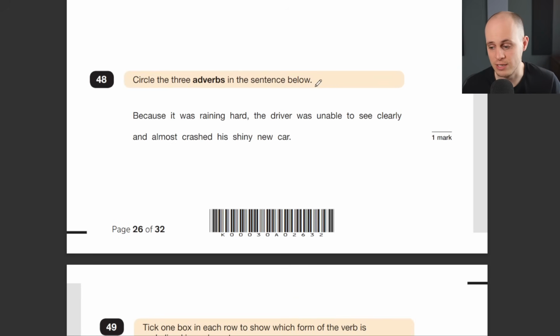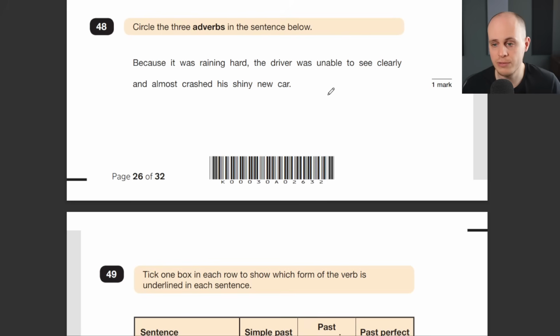Right, 3 questions left, guys. And we're well under time, 34 minutes. We've got 10 minutes. Circle the 3 adverbs in the sentence below. Because it was raining hard, the driver was unable to see clearly and almost crashed his shiny new car. Easiest way to do this, adverbs modify verbs. They tell you how or when the verb happened. So find the verbs: raining is a verb, see is a verb, and crashed is a verb. You could say was is a verb as well, but it's not going to help us with this sentence. Go with the more obvious ones.